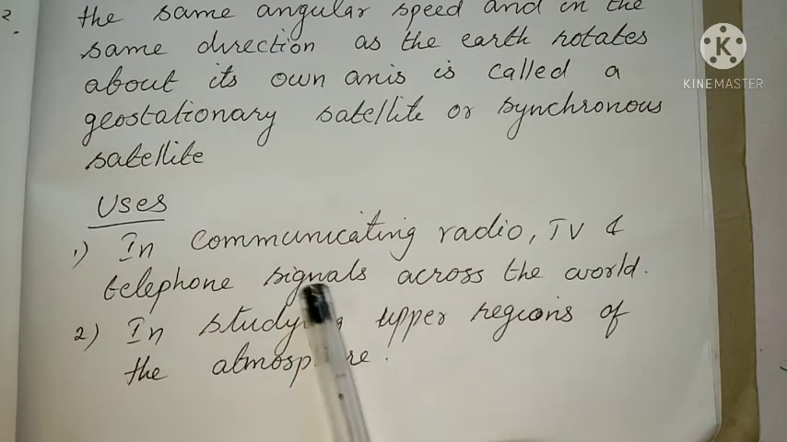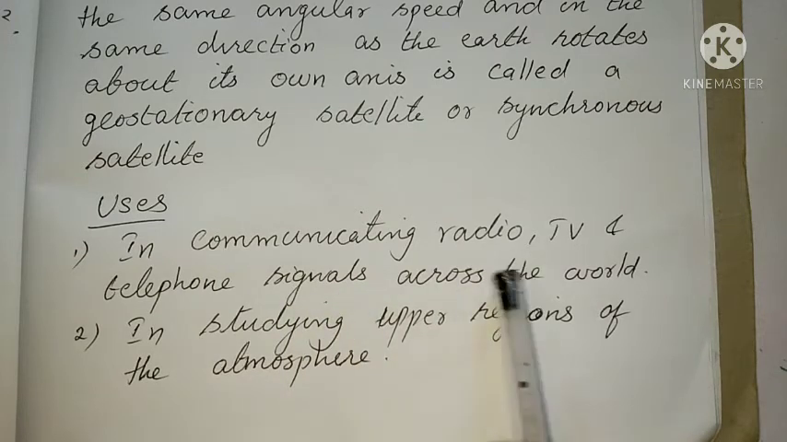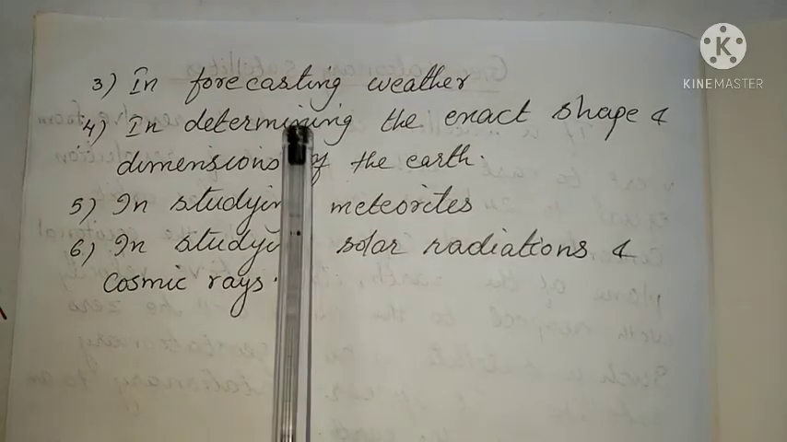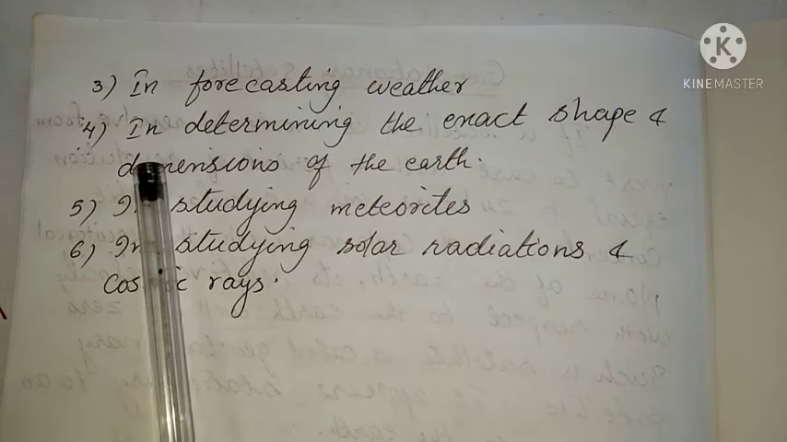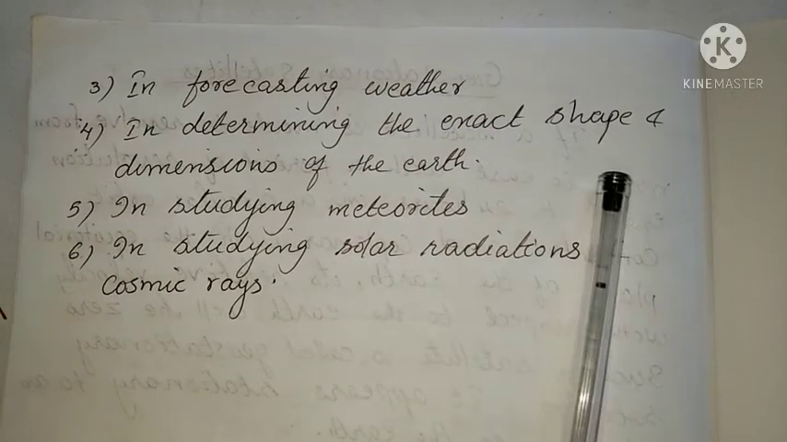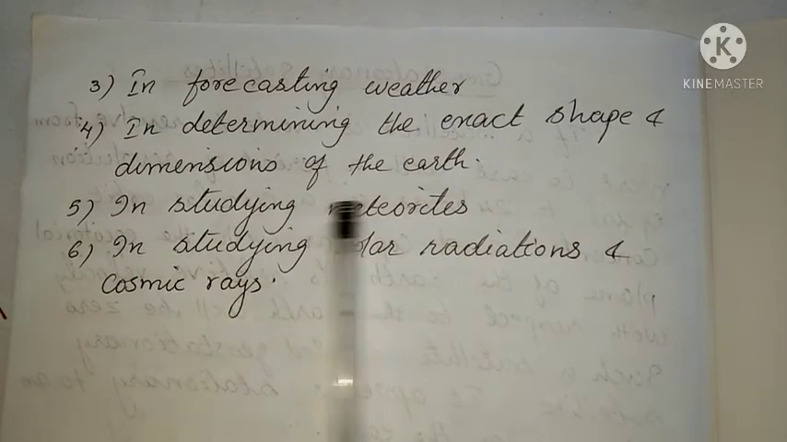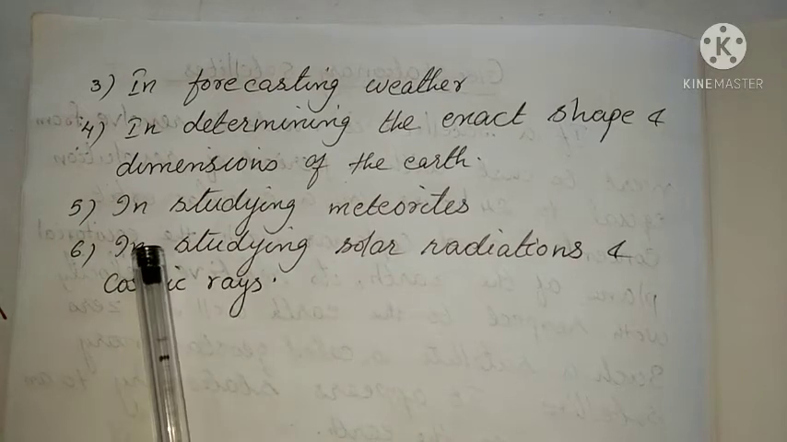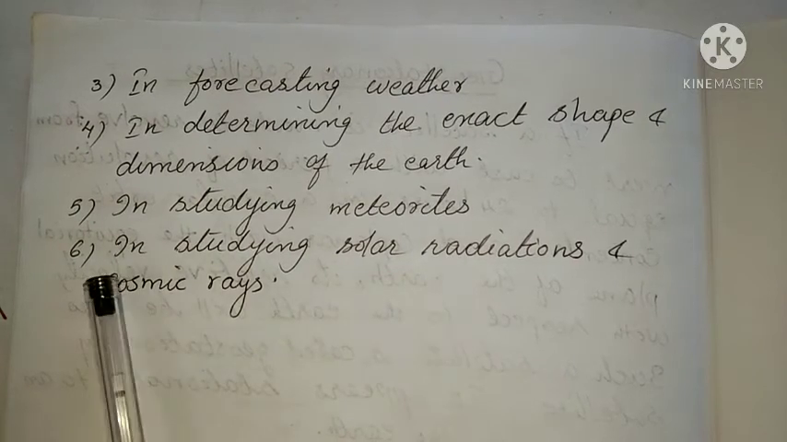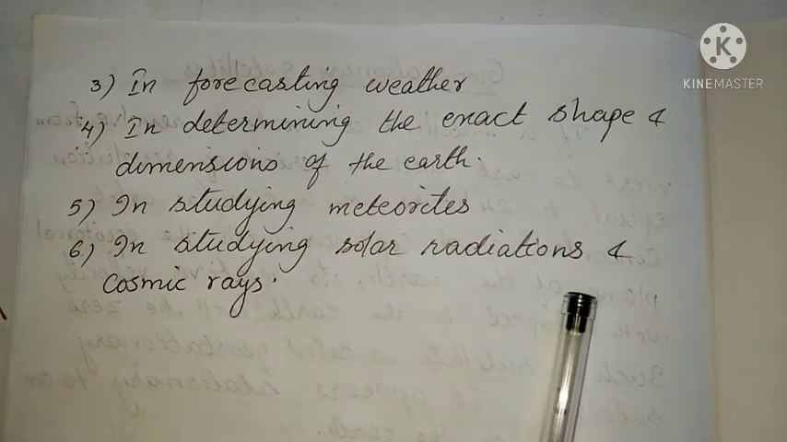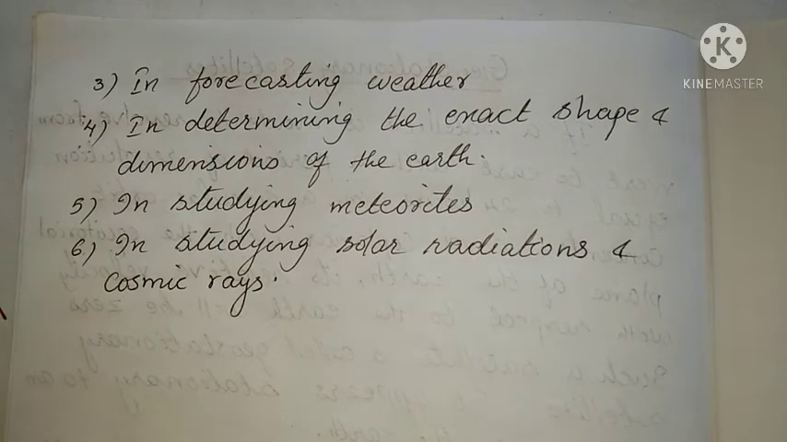The first use: it is used in communication, in communicating radio, TV, telephone signals across the world. The second use: in studying upper regions of the atmosphere. The third: in forecasting weather. The fourth: in determining the exact shape and dimensions of the Earth. The fifth: in studying meteoroids, and the sixth: in studying solar radiations and cosmic rays.